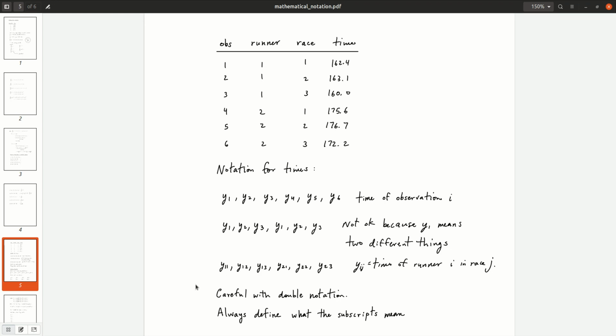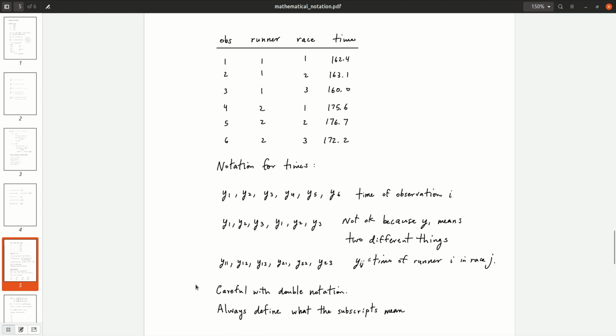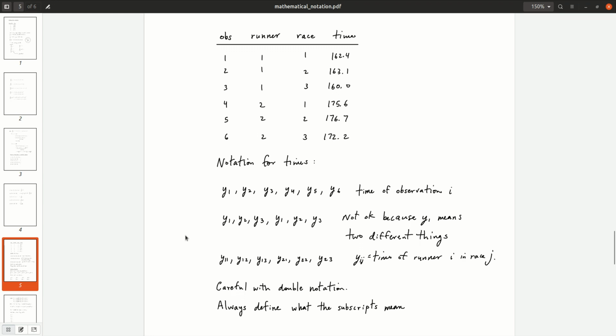But the main thing to remember is that you just always define what the notation is. It's good to have a sentence, something like this: Yij equals the time of runner i in race j. Or up here you would write Yi is the time for the ith observation in the data set. So either one you pick, the most important thing is that you just define what the subscripts mean so there's no ambiguity. Again, what this is all about is clearly and unambiguously communicating to the reader what you're doing in the analysis and what you're talking about when you refer to specific observations.